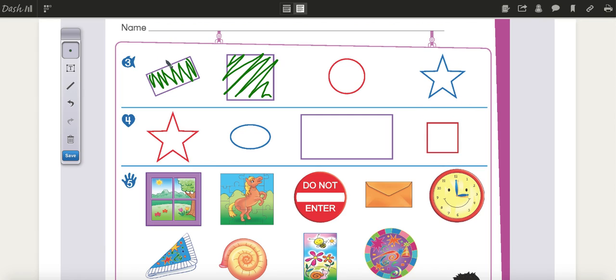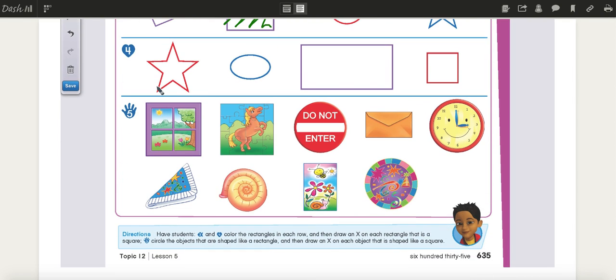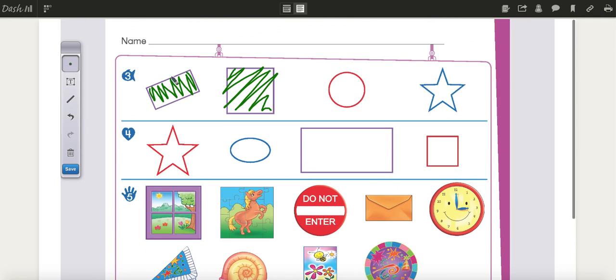Okay, so now we're going to draw an X on each rectangle that is a square. Is this rectangle a square? No, so we're going to leave it alone. Let's look at the next one. Is this one a square? Yes, so we're going to draw an X on it. We know it's a square because each of the sides are the same length.